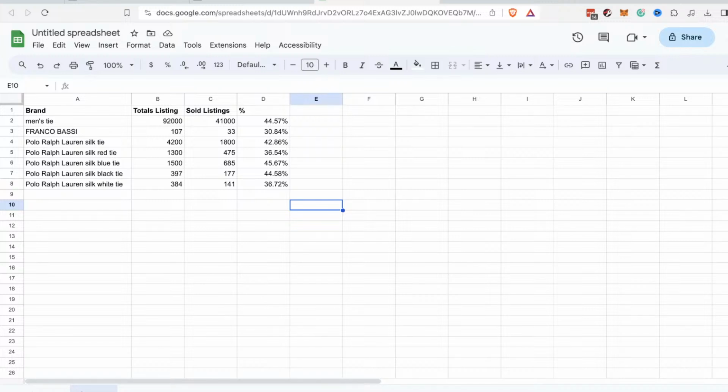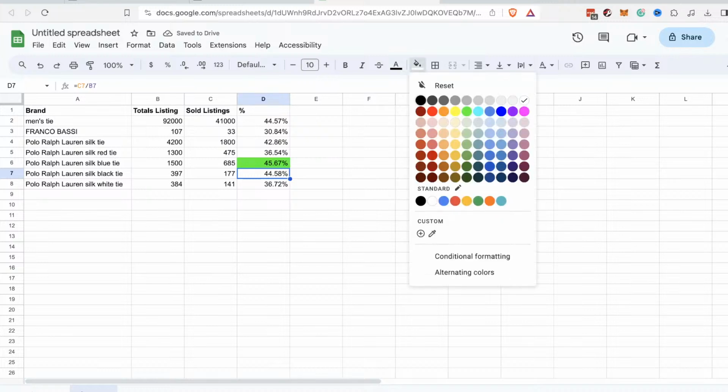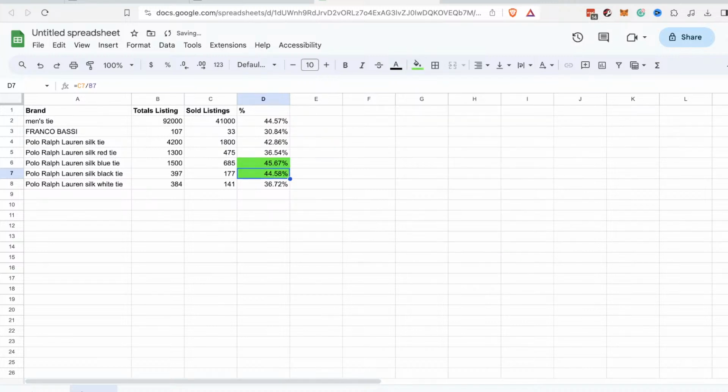Black and blue look like winners right now, based on what I know now. So I'll mark these as green. These would be the ones that I look at. If I'm out and I'm trying to find stuff, I would want to think about it that way.